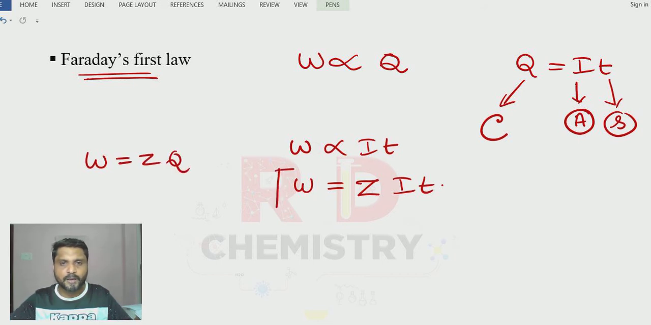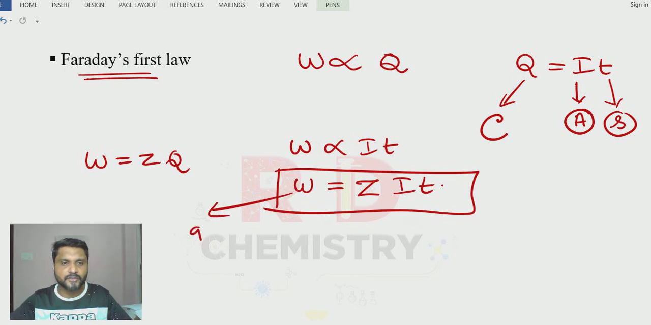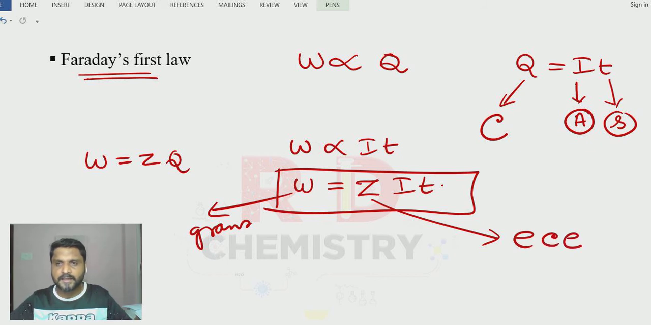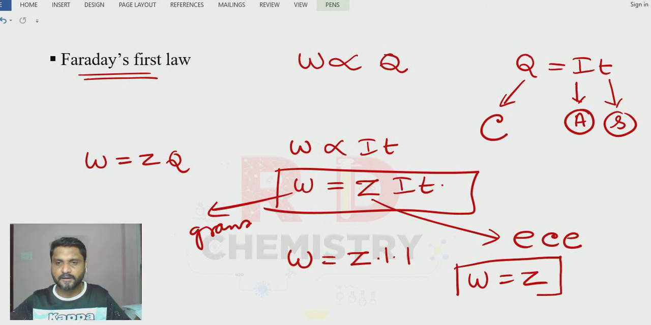W is the amount of the substance, generally in grams, and Z is known as the electrochemical equivalent. I is the strength of the current in amperes, T is the time in seconds. Suppose the strength of the current is 1 ampere and time is 1 second. Therefore, W is equal to Z itself, correct? So, how do you define Z? Electrochemical equivalent is nothing but the weight of the substance in grams when 1 ampere of current passes through the solution for 1 second.